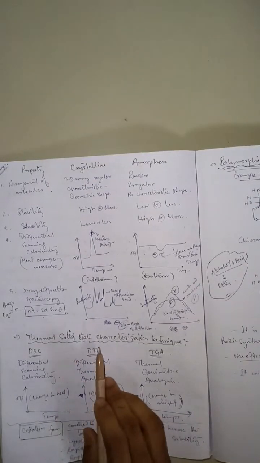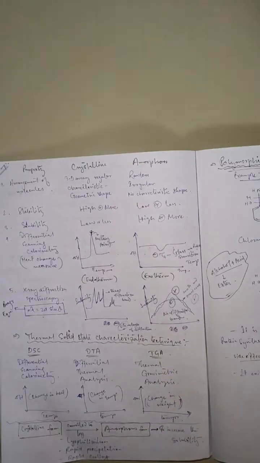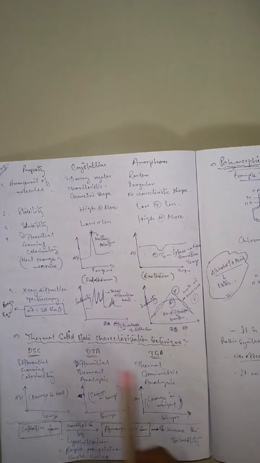Okay, now X-ray diffraction and spectroscopy. Crystalline structure will give a sharp diffraction band, whereas amorphous structure will give a smooth or broad curve. Okay. Next, thermal solid state characterization techniques. What are the thermal or solid state characterization techniques? There are three types: DSC, DTA, and TGA.